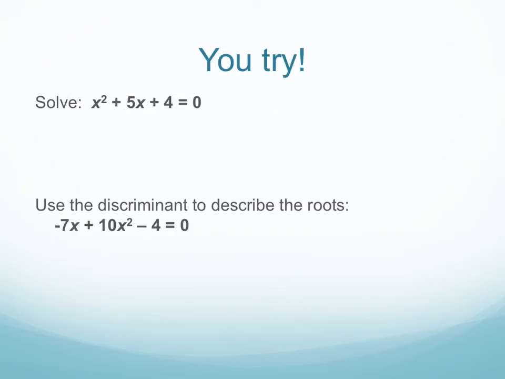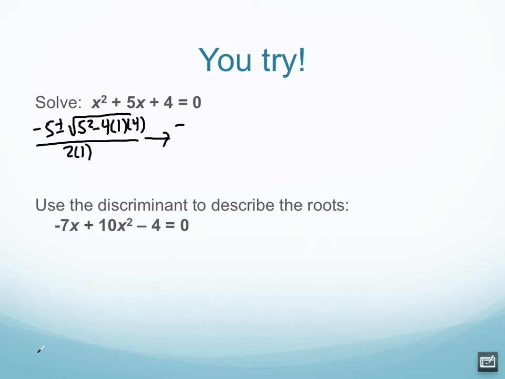Here are the two examples I would like you to do. Pause the video right now, do the quadratic formula on the first one, and then use the discriminant on the second one. Welcome back, we're going to do these two together. I expect that you already tried both of them. You should have gotten negative b plus or minus the square root of b squared subtract 4ac all over 2a. This simplifies to be negative 5 plus or minus the square root of 9 all over 2.